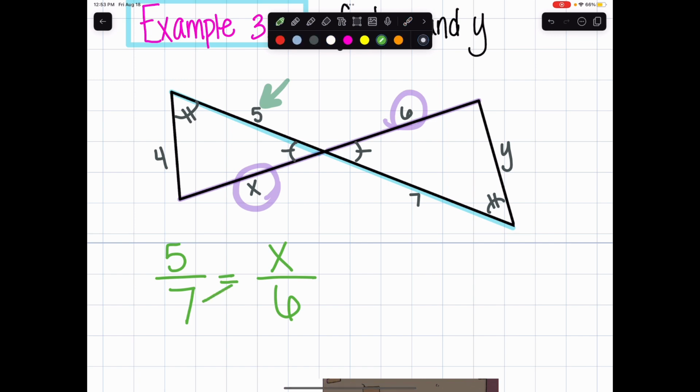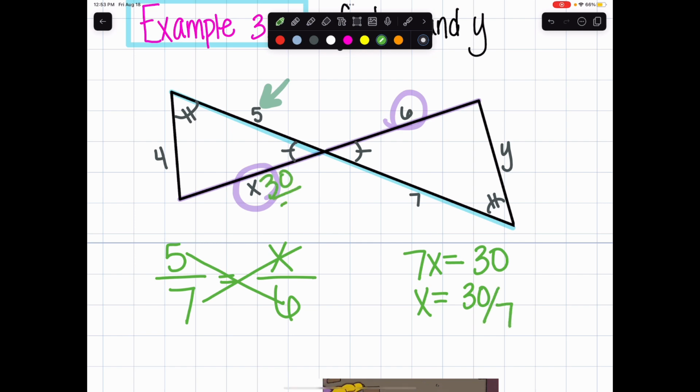Let's do it. Cross multiply. So 7x is equal to 5 times 6, which is 30. X is equal to 30 over 7. Okay, so I'm going to write that there, 30 over 7.